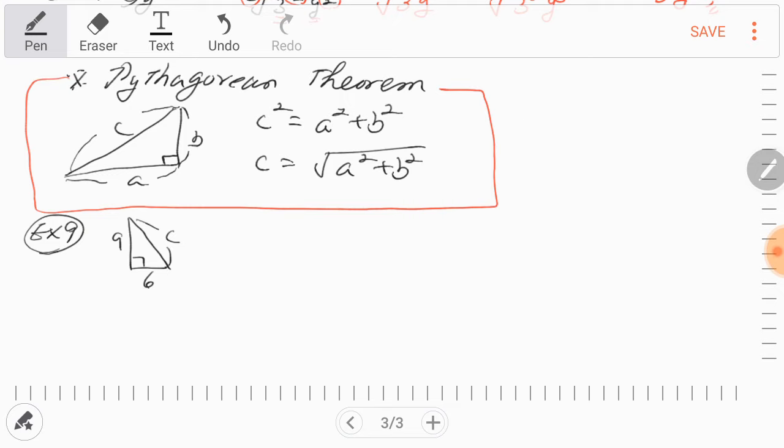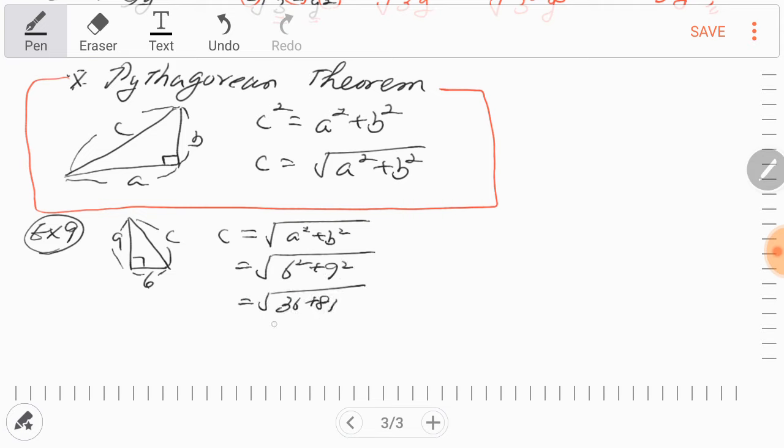Then let's find C. The two legs are 6 and 9. Using the Pythagorean theorem, C is equal to square root of A squared plus B squared. A is 6, so 6 squared plus 9 squared. Then 36 plus 81, which is 117. So that is square root of 117.